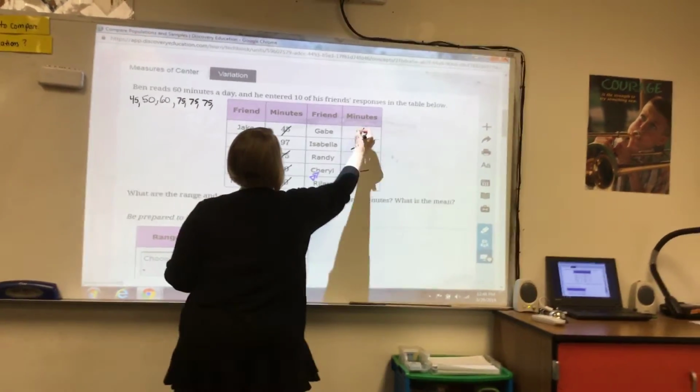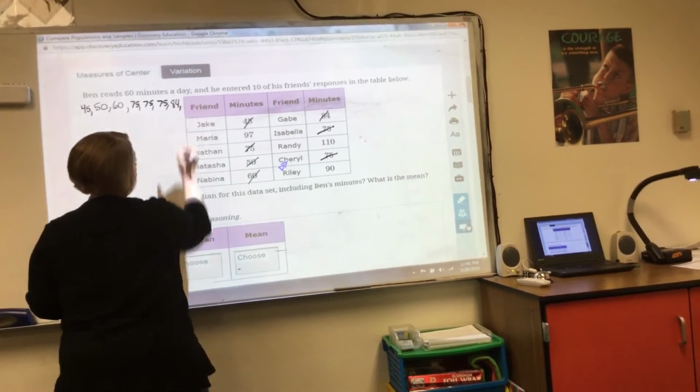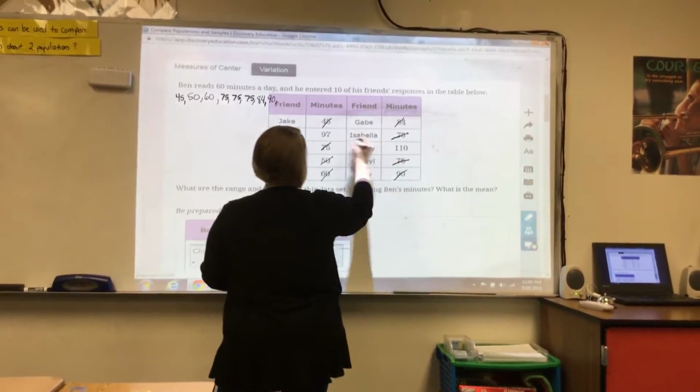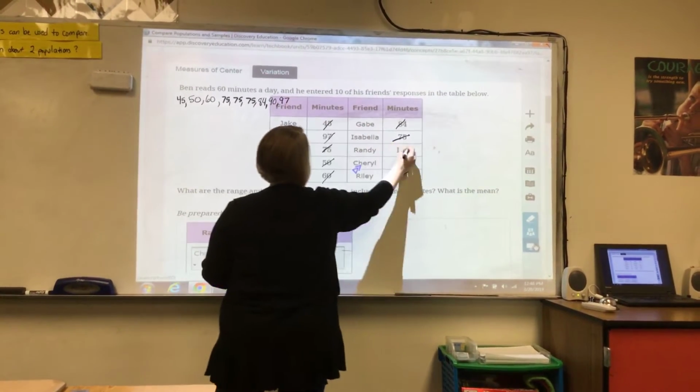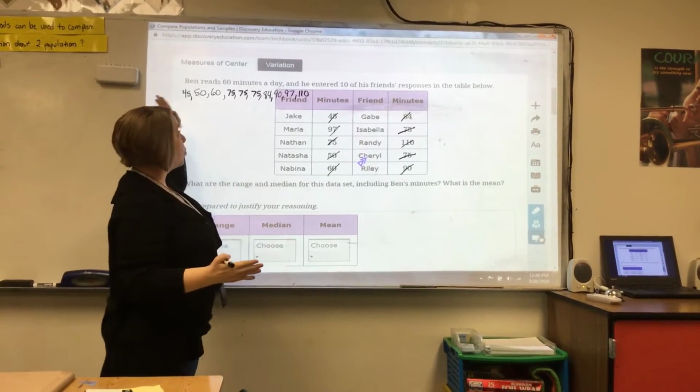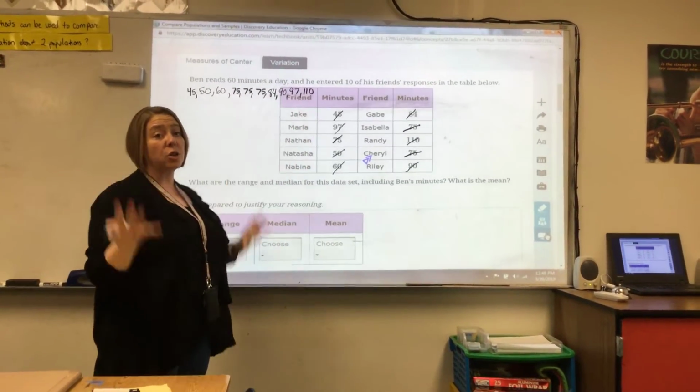And so then I have 84. And I cross it out in case I find a mistake, I can fix it. 90, 97, and 110. So anytime you're given a data set and they want you to calculate things, putting it in order from least to greatest is going to be your first step.